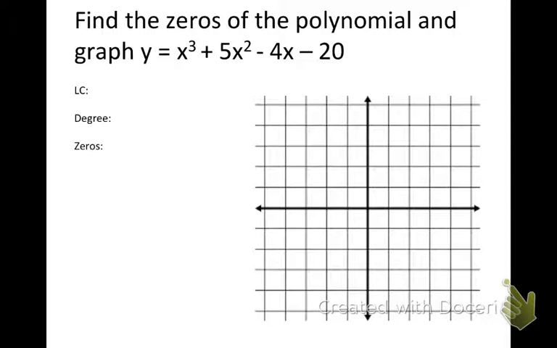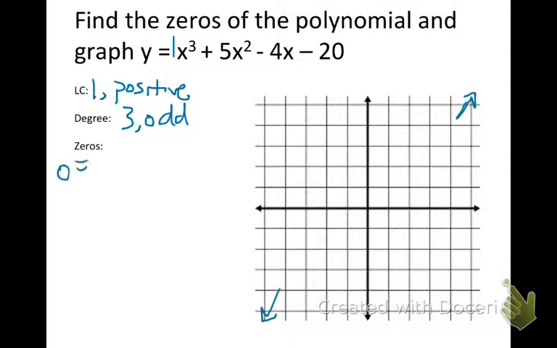Now with this function, let's find the zeros and graph it as well. So first let's talk about the leading coefficient. It's positive 1, and it is positive. We'll make note. The degree is 3, which is odd. So same end behavior as before, down on the left and up on the right. Now to find the zeros, let's factor. Notice that there are 4 terms. So let's factor by grouping.